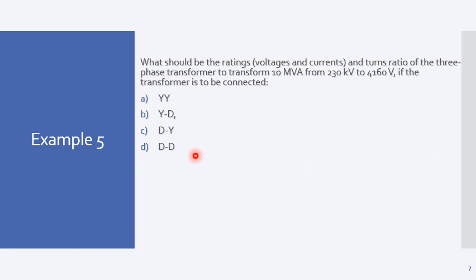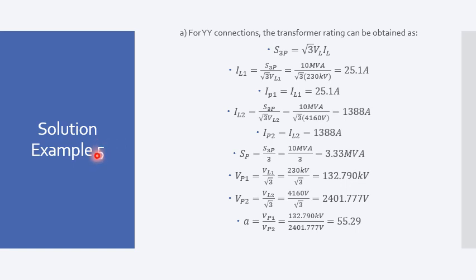Now we see example 5. What should be the rating for voltage, current and turn ratio of the three-phase transformer to transform 10 MVA from 230 kV to 4160 volt, if the transformer is to be connected in YY, YD, DY and DD? So this is the solution for example 5.